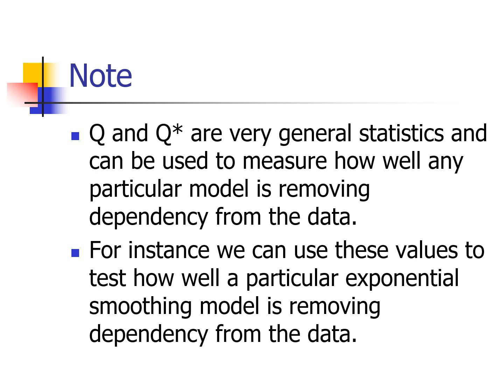Now, something to keep in mind, Q and Q star are very general statistics that could be used to measure how well any particular model is removing dependency from the data. So for example, we could use them on an exponential smoothing model to see whether there's any dependency left in it. We could also use it on just a 512 model. So it becomes a little bit like a generalized Durbin-Watson test.